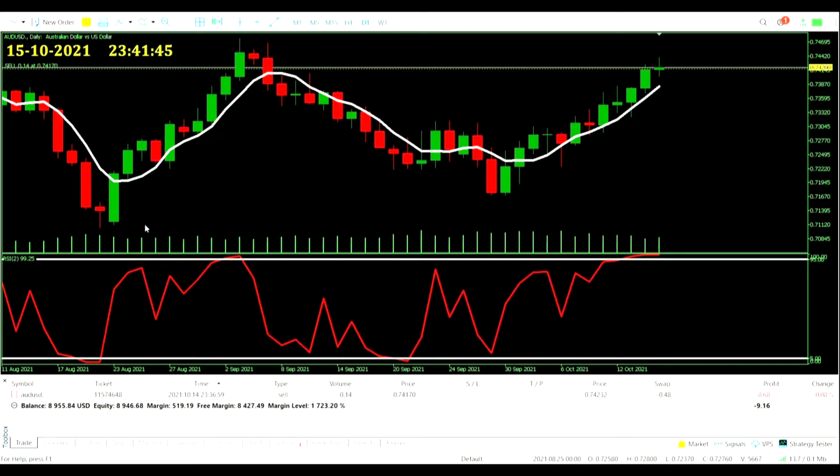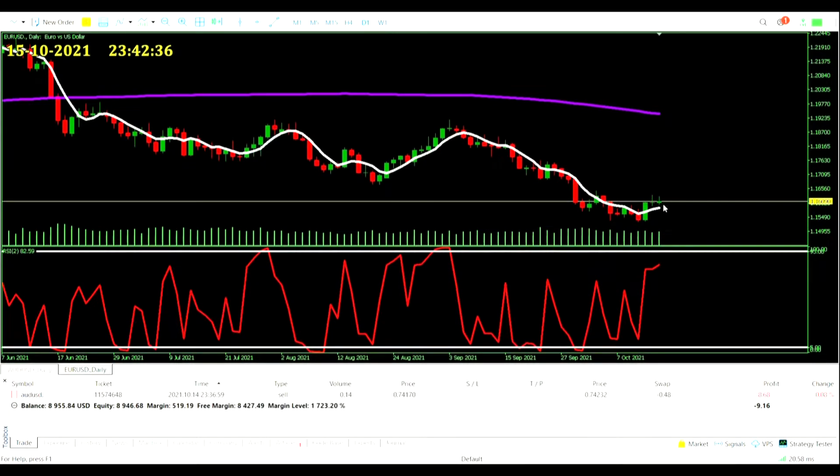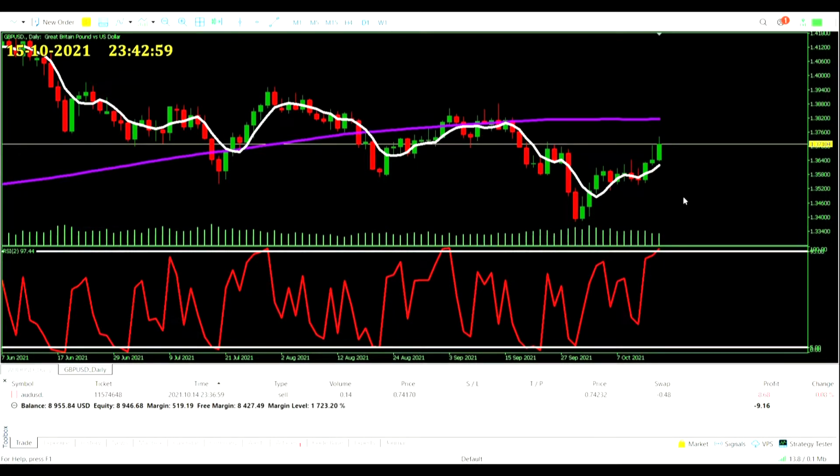Let's see if there's any others out there. Euro US dollar. Let's see a big green push over the next couple of days. Let's get that RSI above 95. Give us a signal. And we are getting it from the pound US dollar.